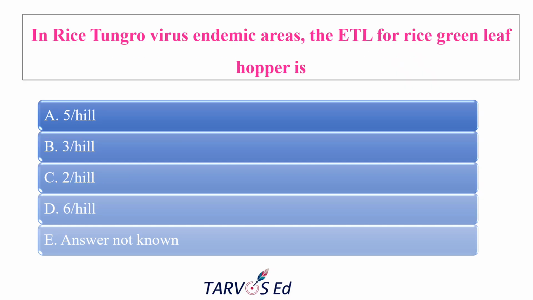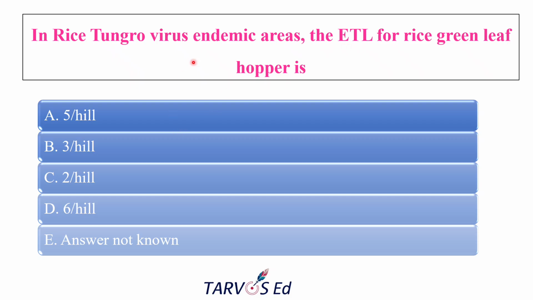And the next question is: in a rice Tungro virus endemic area, what is the economic threshold level, that is ETL, for the rice green leafhopper? You know what ETL is. For the rice green leafhopper, Nephotettix virescens, the ETL is different in a Tungro endemic area. Why? Because GLH is a vector for the virus. Even a few viruliferous hoppers can spread the virus and cause massive yield loss. So the threshold should be kept very low to prevent virus spread.